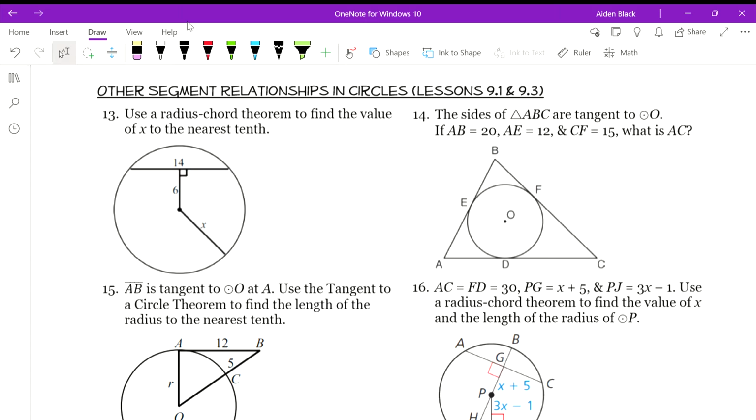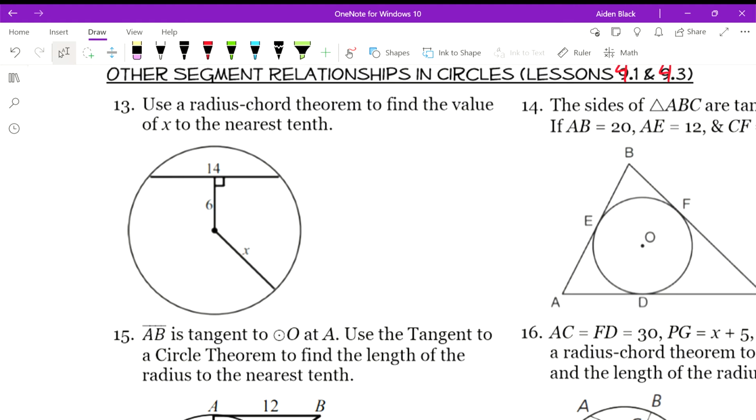Alright, here's some problems we've learned how to do prior. These were from lessons 4.1 and 4.3. So use the radius chord theorem to find the value of x. Now the radius chord theorem just basically tells us if the radius passing through a chord is perpendicular, then it cuts that chord in half. Okay, so if the whole chord is 14, then we know both sides are 7.